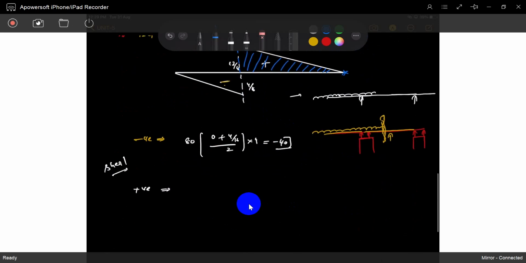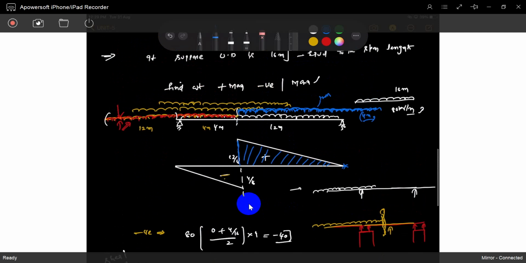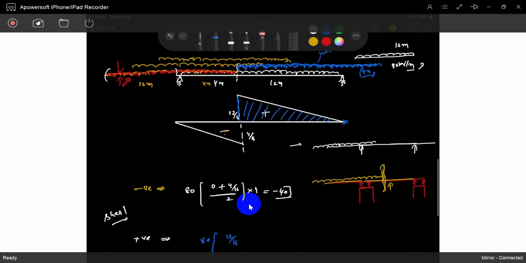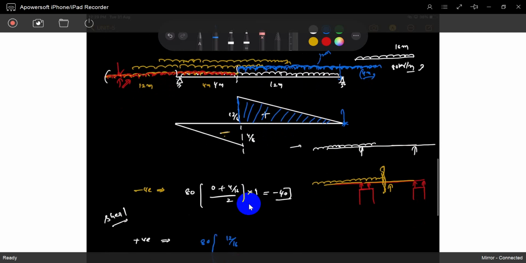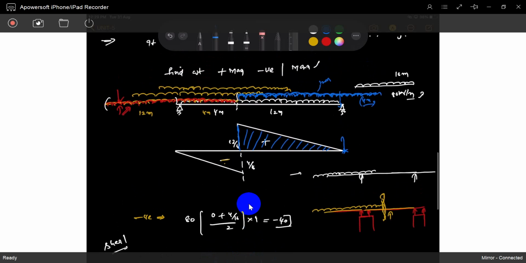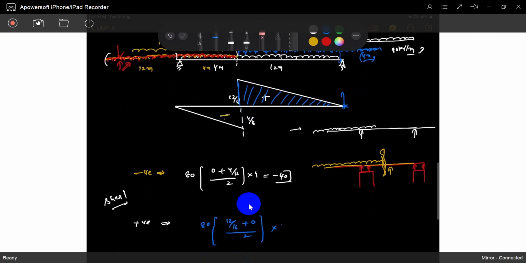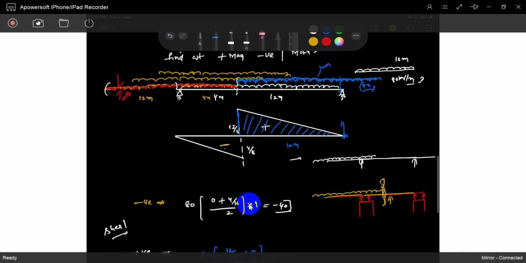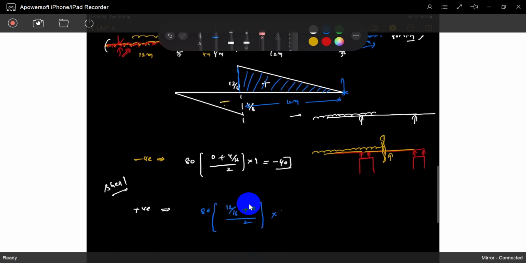Now you can find out the maximum positive shear. Maximum positive shear is at 80. So what is this intensity? This intensity is 12 by 16. Up to this, the load is there. Okay, 16 plus 0 divided by 2, multiplied by, sorry, multiplied by what? Length of the span, not length of the span, the length of the UDL. What is the length of the UDL? The length of the UDL is 12. Understood?